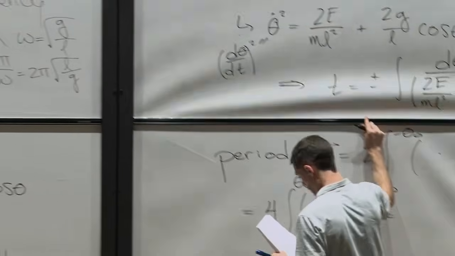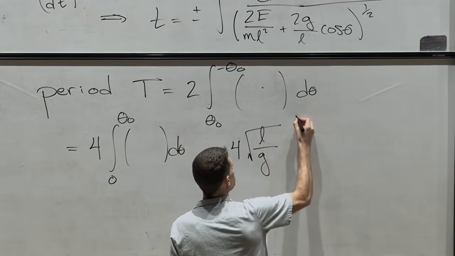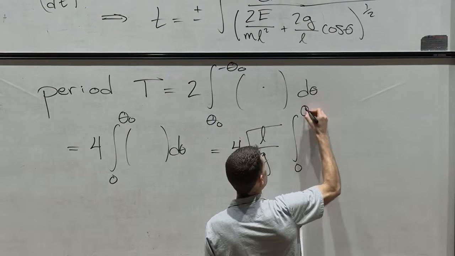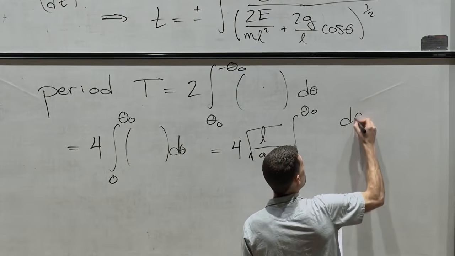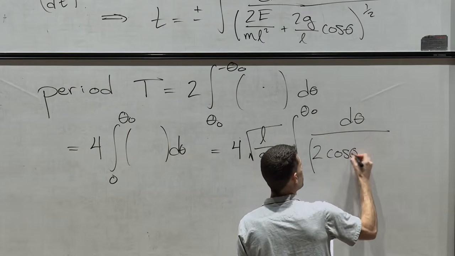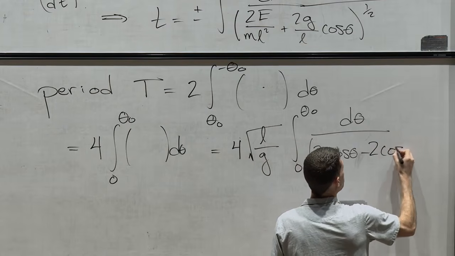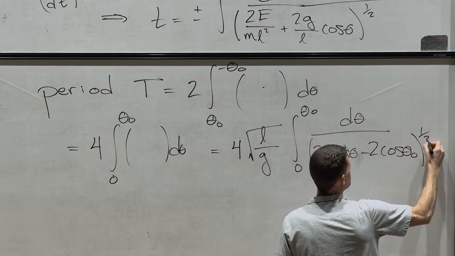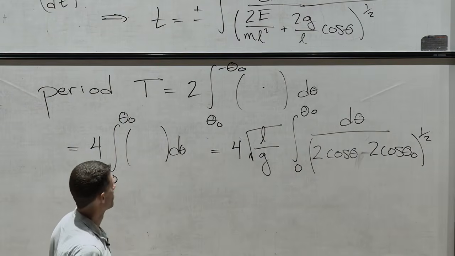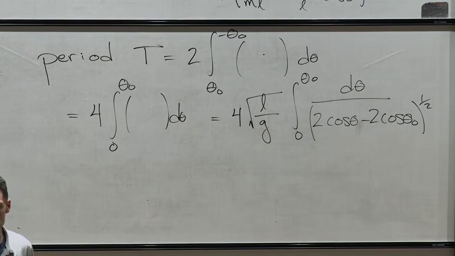So if I pull out that root l over g, then I get 4 root l over g times the integral from 0 to theta naught of the square root of 1 over 2 cosine theta minus cosine theta naught. I think it works better to flip that. Okay. There's probably a nice trick to integrate that. I don't know. You can put it in a computer and get that number. It depends on the theta naught. I'm going to leave the calculation here.